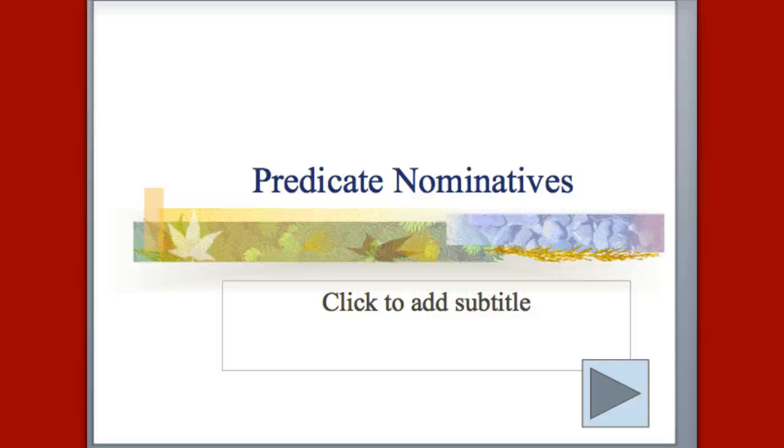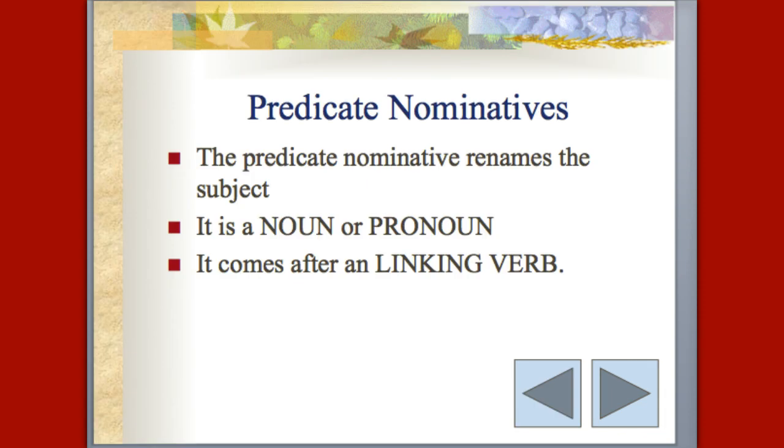Alright, today we're going to take a look at predicate nominatives. This lesson does not include the predicate adjective, even though it's something that we have talked about a lot. The predicate adjective is the same as the predicate nominative, except where a predicate nominative is a noun, a predicate adjective is going to be an adjective. Easy stuff, right? Okay, we're going to take a look again.